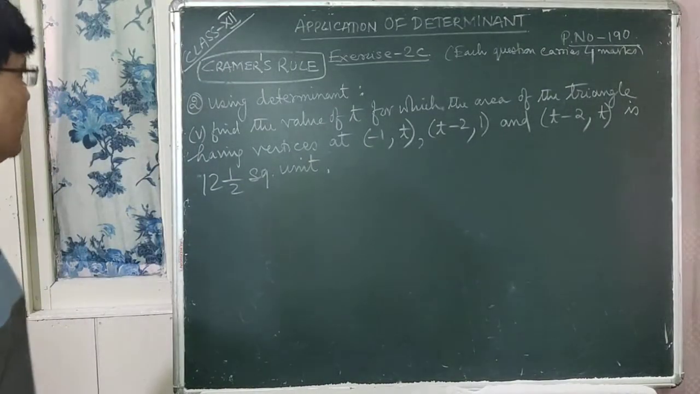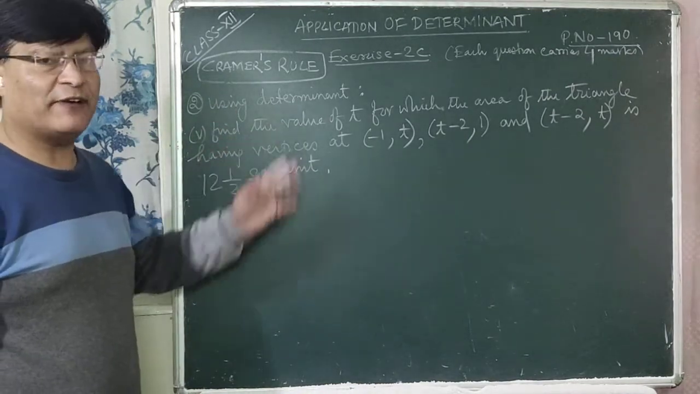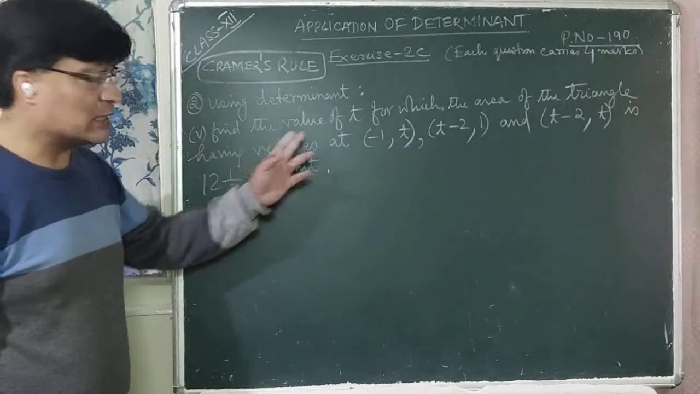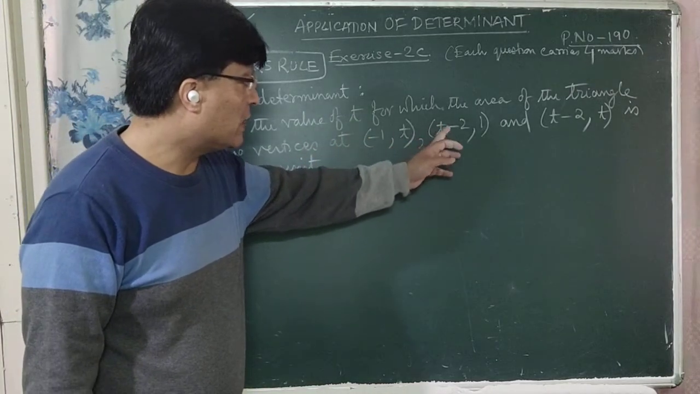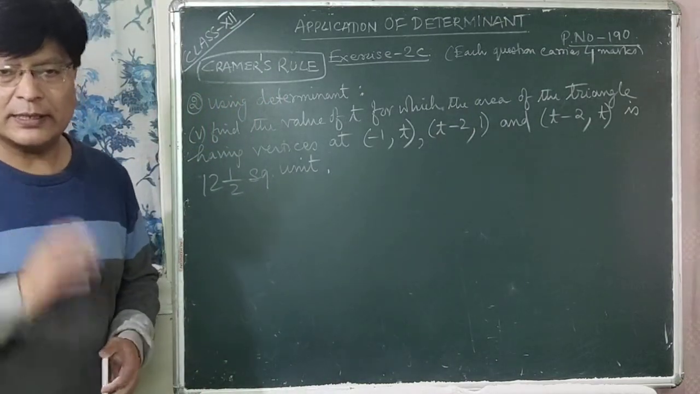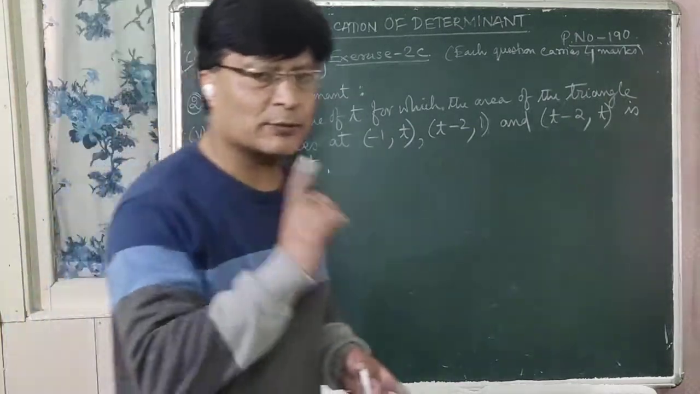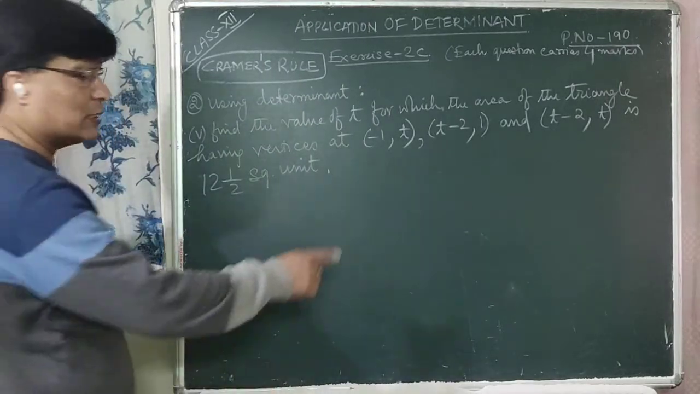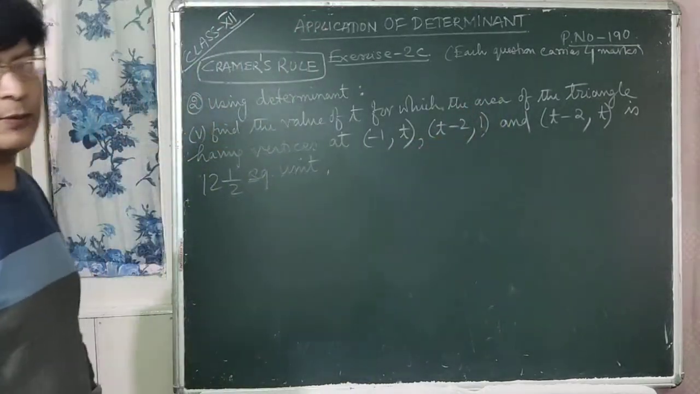So now we will do the next question, that is 2 number 5. We are also using determinant. You have to find out the value of t for which the area of the triangle having vertices at minus 1 comma t, t minus 2 comma 1 and t minus 2 comma t is 12.5 square unit. Here the area of the triangle is given as 12.5 square unit, and the three vertices of the triangle are also given. That is, first vertex is minus 1 comma t, second vertex t minus 2 comma 1, and the third vertex is t minus 2 comma t.